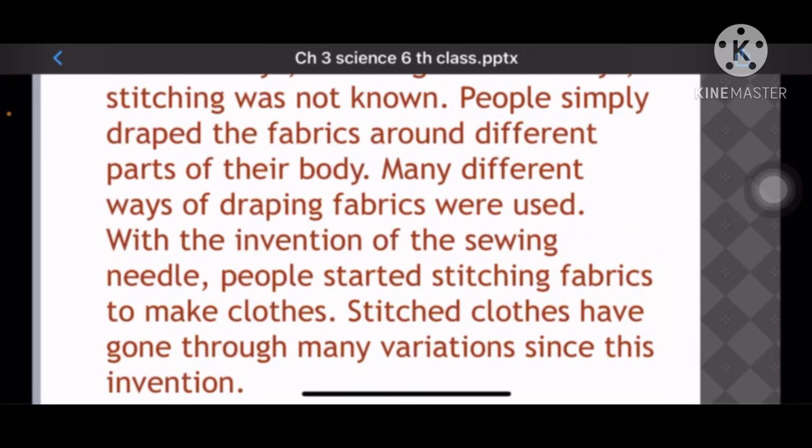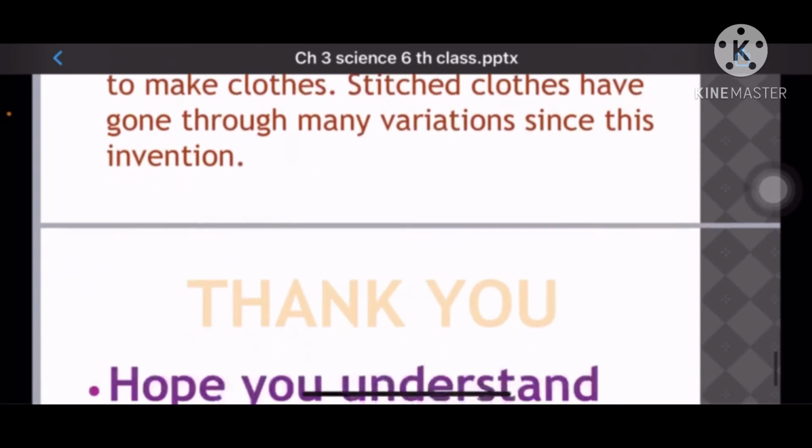With the invention of the sewing needle, people started stitching fabrics to make clothes. Stitched clothes have gone through many variations since this invention.